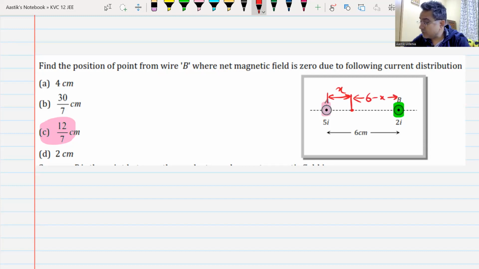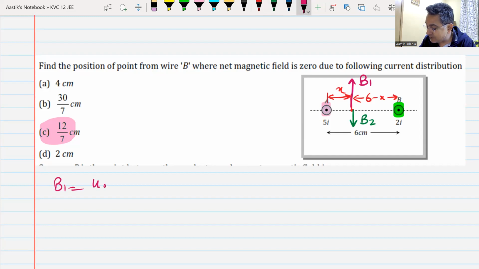Now magnetic field due to the pink wire will be going in the upward direction, yes or no? And magnetic field due to the green wire will be going in the downward direction. That means the point where the magnetic field is 0 is going to happen between these 2 wires, yes or no? Between the wires.